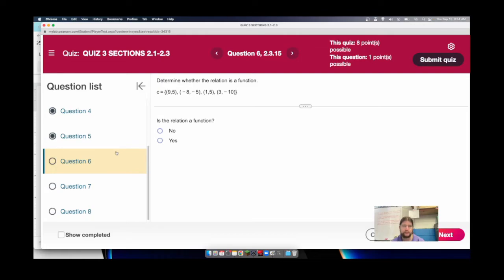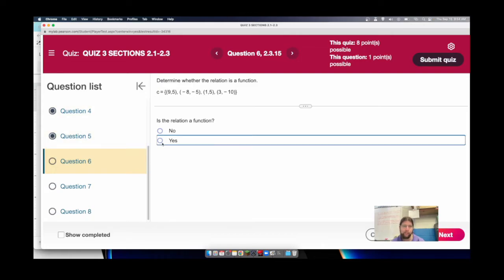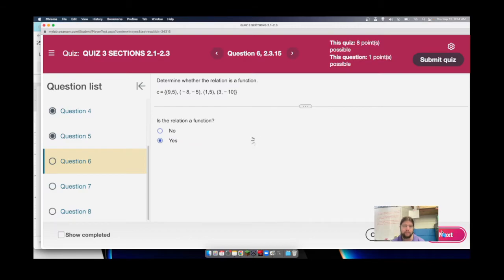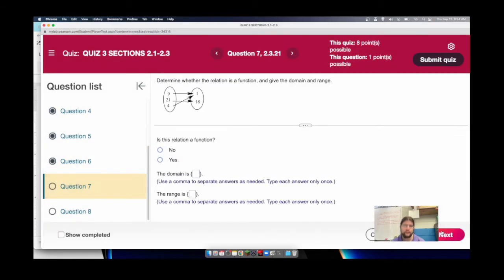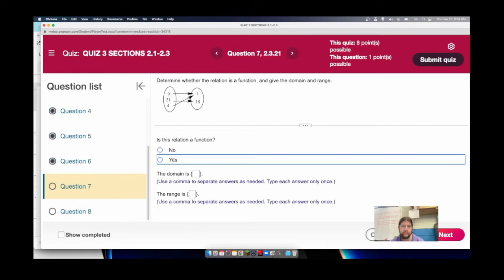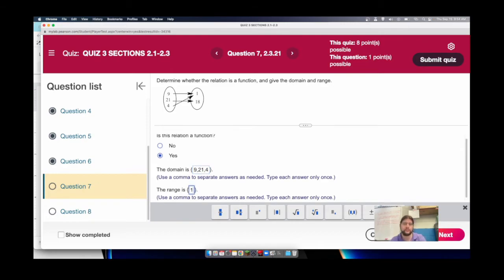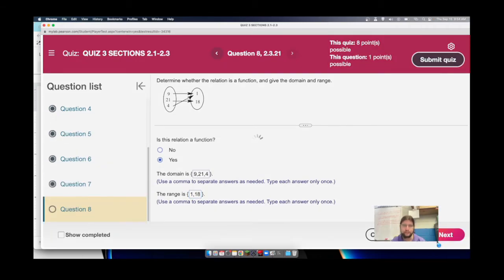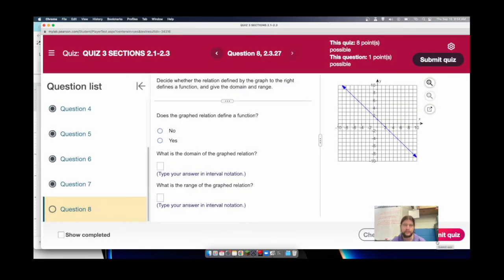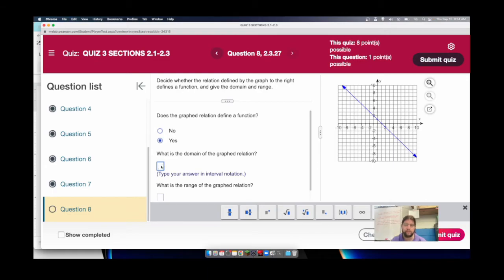Is this a function? What is the domain? Do you repeat if it repeats? No. What's the range? Congratulations. Is this a function? What's the domain? Negative infinity, infinity.